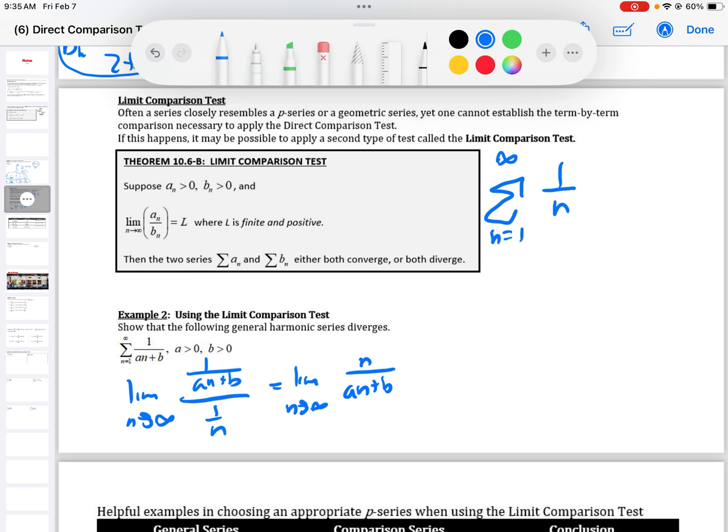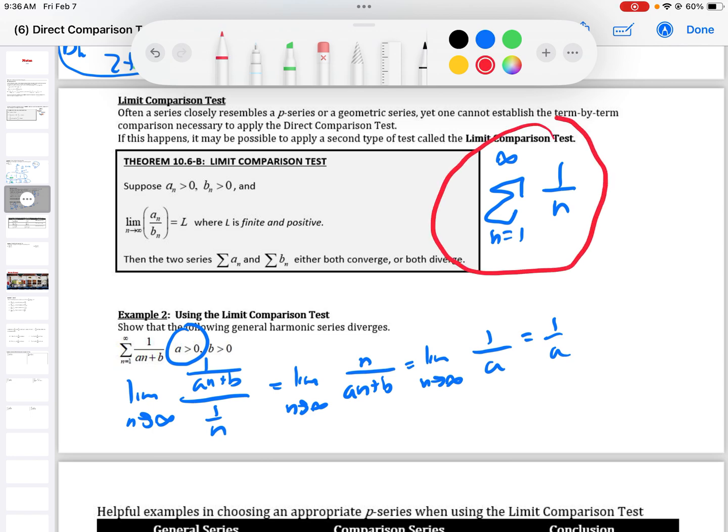I don't want to actually write it out. The limit of the top is infinity, and so is the bottom. So this would be equal to the limit as n goes to infinity of 1 over a. And since a is positive, it doesn't matter what n is; it canceled out. So this is just equal to 1 over a. Since we knew this series diverges, I can now say every general harmonic series diverges by the limit comparison test, because I just get a positive finite number here.